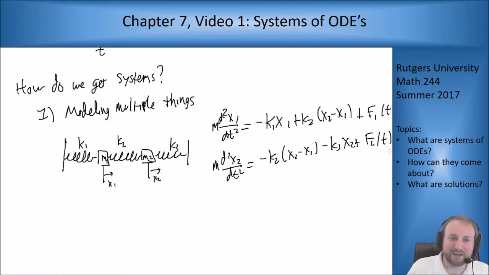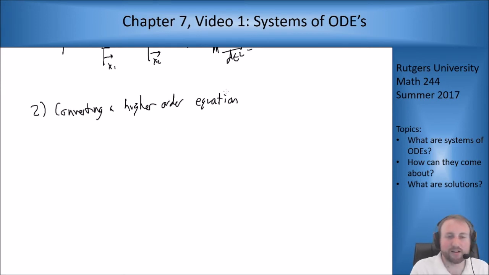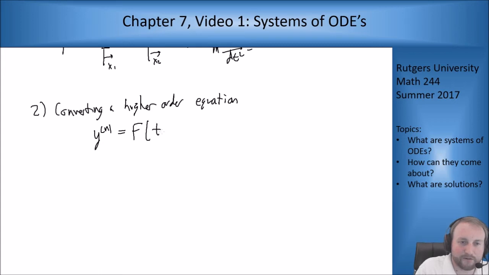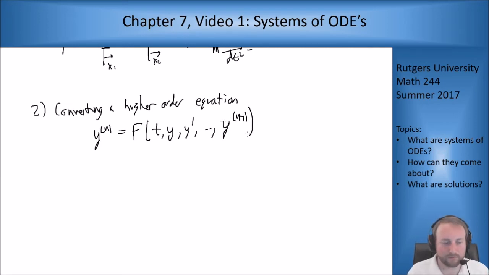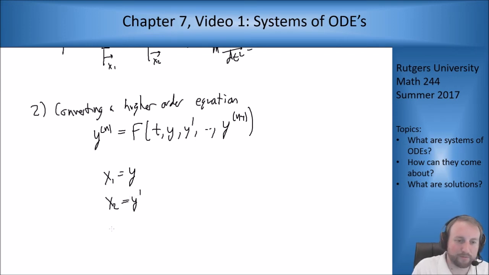And you have to solve them all simultaneously to get a solution instead of solving them one at a time. Now the second way we can get systems is by reducing a higher order equation into a system of equations. So let's take a look at an example where we're trying to solve the ODE y^(n) equals some function f of (t, y, y prime, up to y^(n-1)). So some nth order ODE. What we can do is set x1 to be y, x2 to be y prime, on down to xn to be the (n minus 1)th derivative of y.